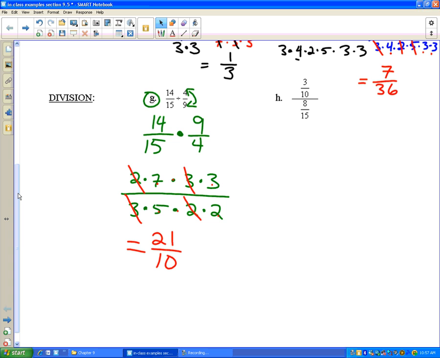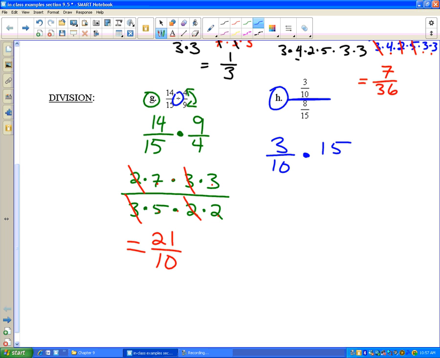Letter H. Letter H is the same kind of problem. It's just written differently because we like to use the big fraction bar instead of always using a division sign. But the rule stays the same. Dividing by a fraction is the same as multiplying by its reciprocal. 8 over 15, its reciprocal is 15 over 8.